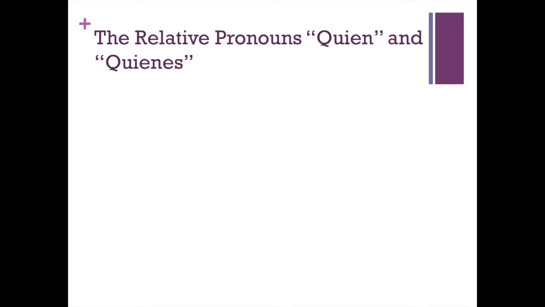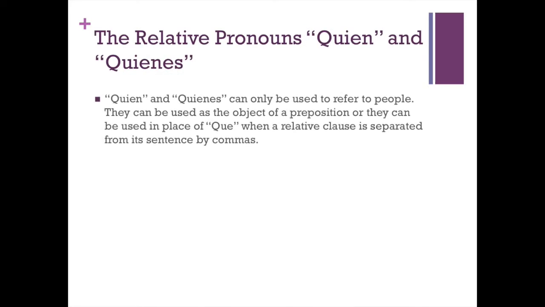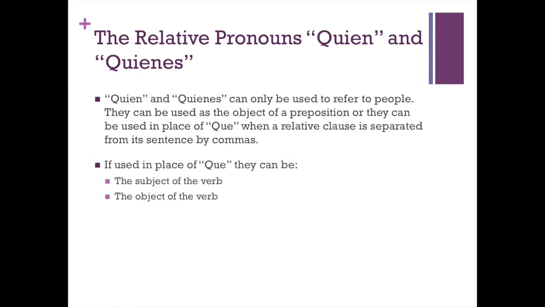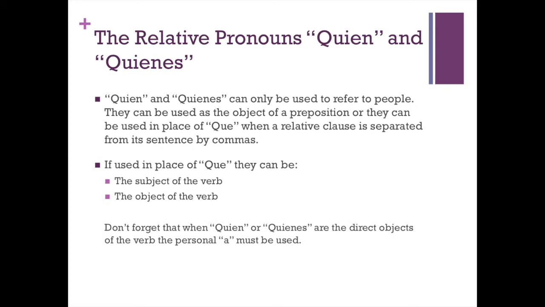The relative pronouns quien and quienes. Quien and quienes can only be used to refer to people. They can be used as the object of a preposition, or they can be used in the place of que when a relative clause is separated from its sentence by commas. If used in place of que, they can be the subject of the verb or the object of the verb. Don't forget that when quien or quienes are the direct objects of the verb, the personal a must be used.